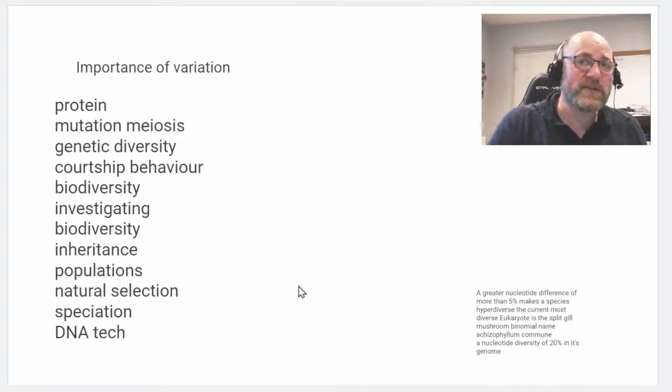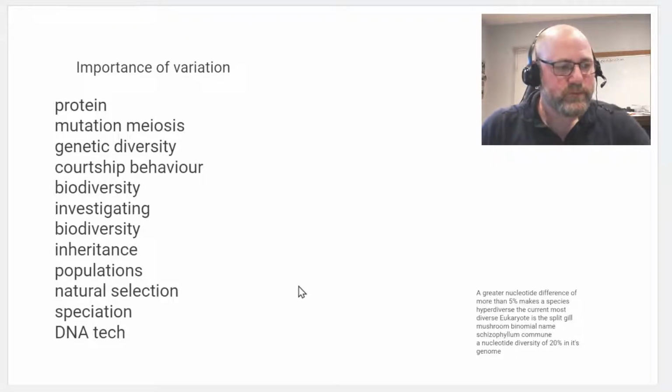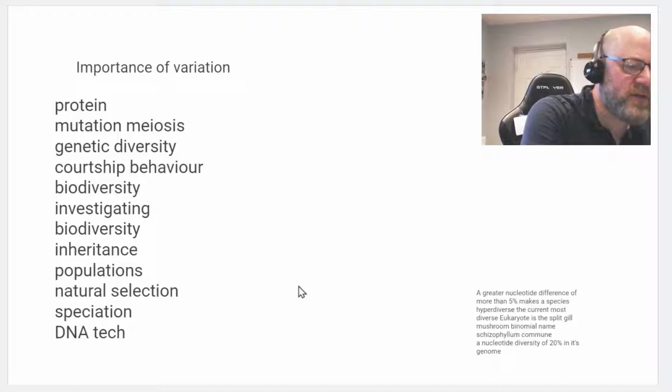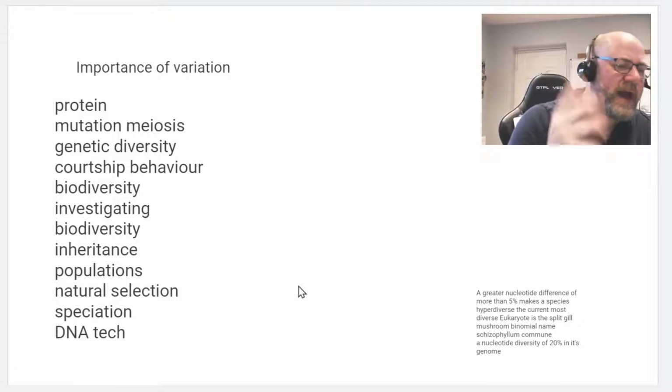Biodiversity, how do we measure variation? So you could talk about biodiversity. Variation was also a 5 marker, so I don't think variation's coming up. That's a good point, Alicia.